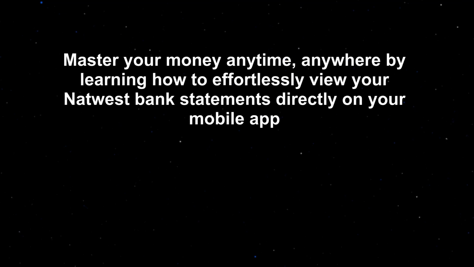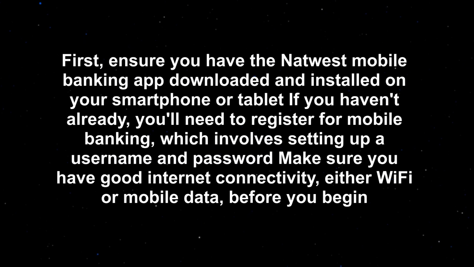Master your money anytime, anywhere by learning how to effortlessly view your Natwest bank statements directly on your mobile app. First, ensure you have the Natwest mobile banking app downloaded and installed on your smartphone or tablet if you haven't already. You'll need to register for mobile banking, which involves setting up a username and password. Make sure you have good internet connectivity, either Wi-Fi or mobile data, before you begin.